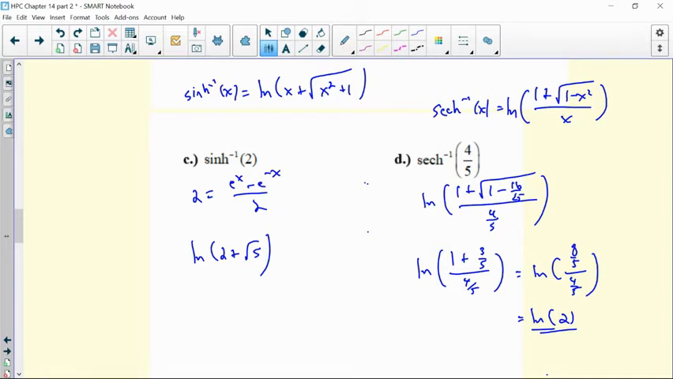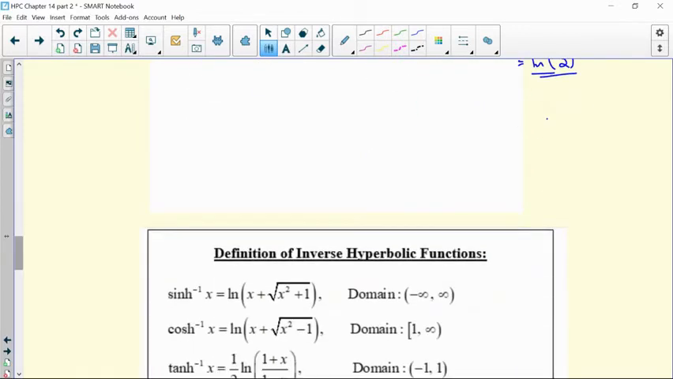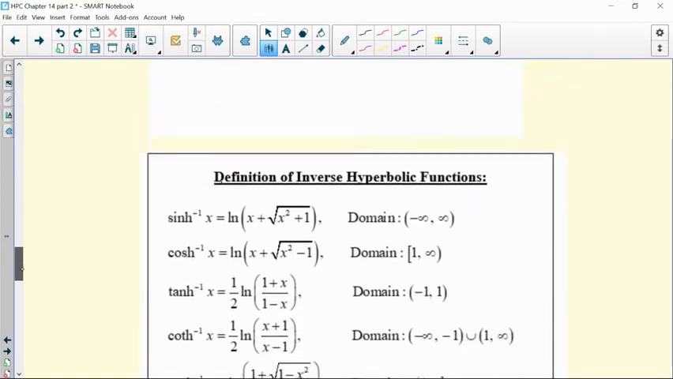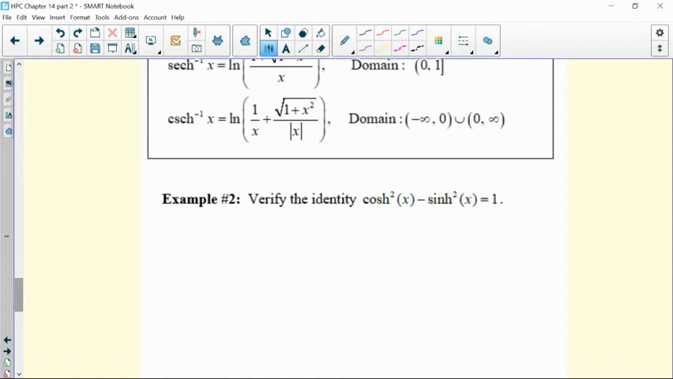Okay, and then a couple of identities, or at least one identity, and then one more problem. There's the definition of our inverses. So it says, verify this to be true. Now, it sort of reminds me of the Pythagorean identity, right? That x squared plus y squared equals 1.